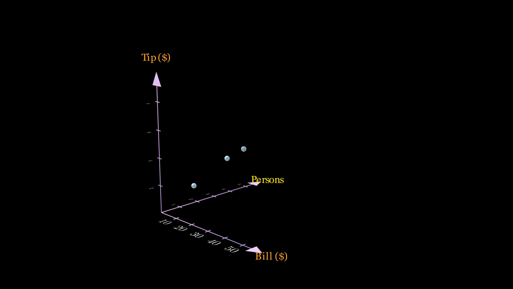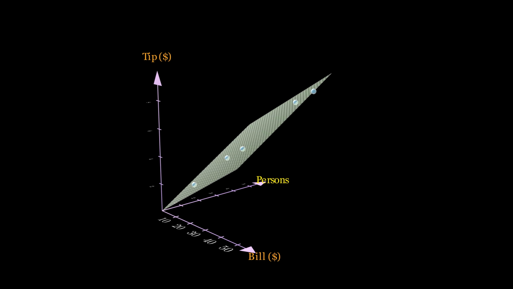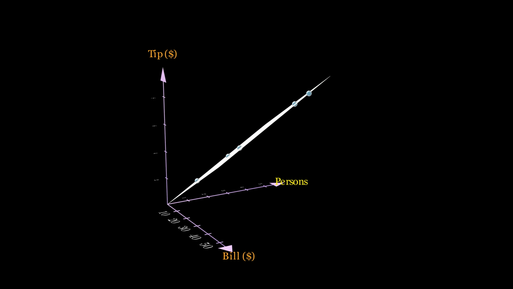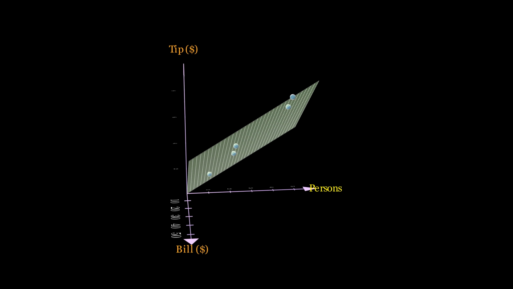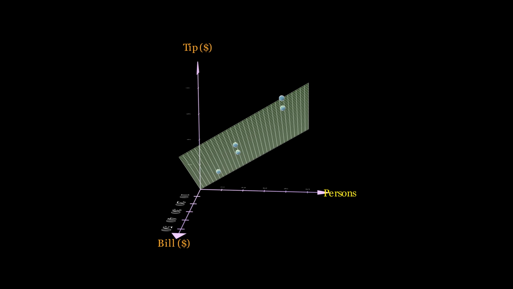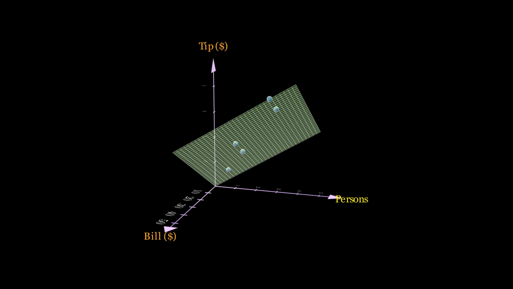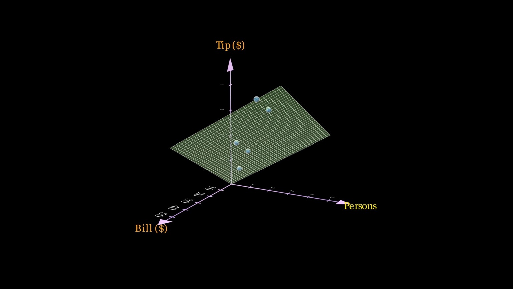The objective of our model is to define an optimal plane, which serves as the predictive surface for estimating the tip amount. With the tip amount represented on the z-axis, the linear equation for this plane is formulated as z hat equals w1 x1 plus w2 x2 plus w0.